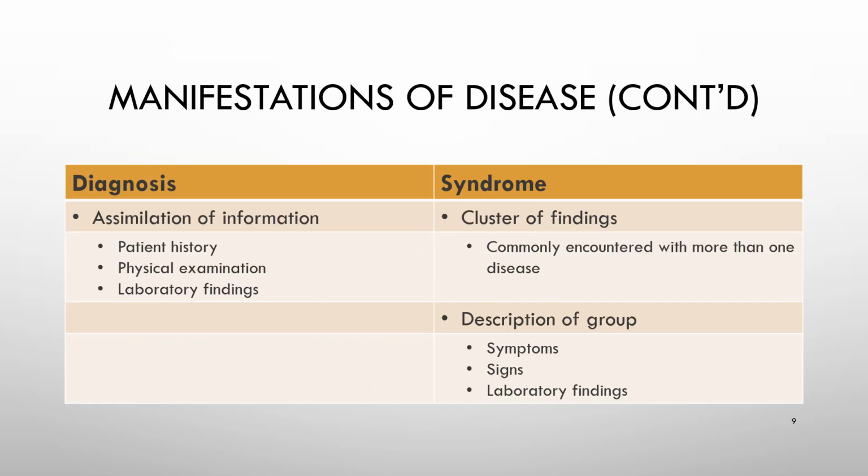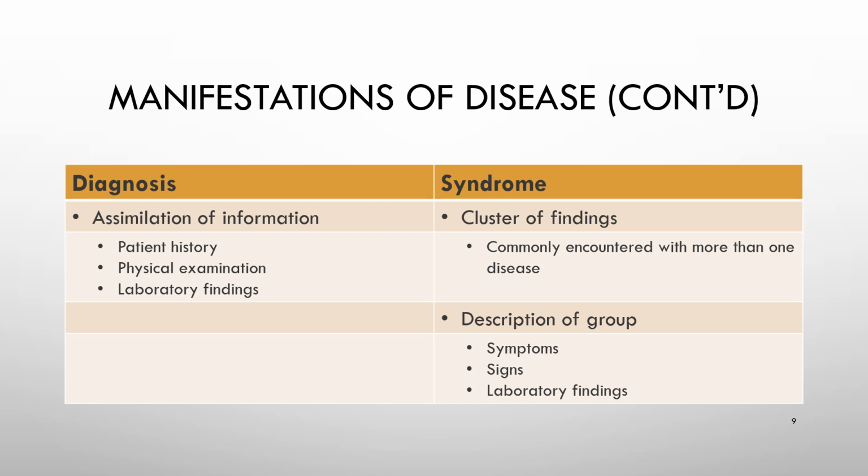Let's continue with manifestations of disease by looking at two terms that are often confused or casually interchanged: diagnosis and syndrome. Starting on the left, diagnosis. A diagnosis is not one single test result or one isolated finding. It's the assimilation of information from multiple sources. This includes the patient history, the physical examination, and laboratory findings, and yes, that includes histologic findings when tissue is involved. Diagnosis is essentially the process of putting all the pieces together and deciding what disease process best explains what we're seeing. Think of diagnosis as the final answer to the question, what is going on with this patient?